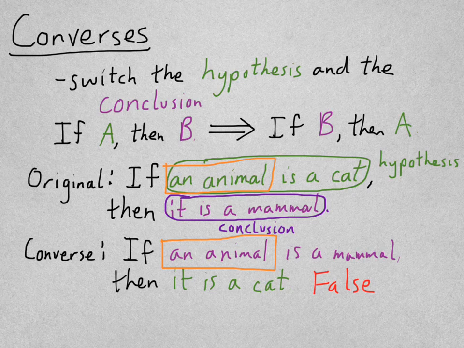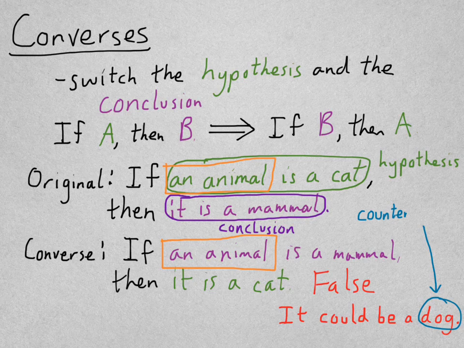Okay, why is it false? Well, I mean, it could be a dog. Dogs are mammals too. So if an animal is a mammal, it doesn't have to be a cat. That's getting to the second main concept of this video. The dog, in this case, is the counterexample that proves that statement is false because it could have been a dog instead of a cat. Or it could be a gorilla or a bat or anything else for that matter.